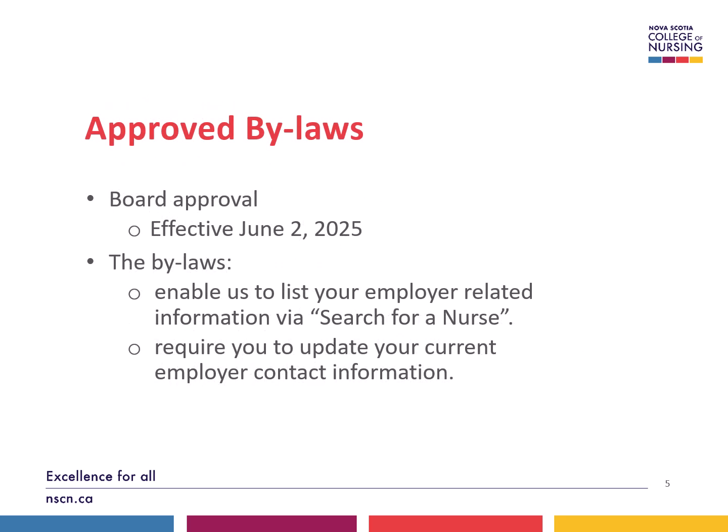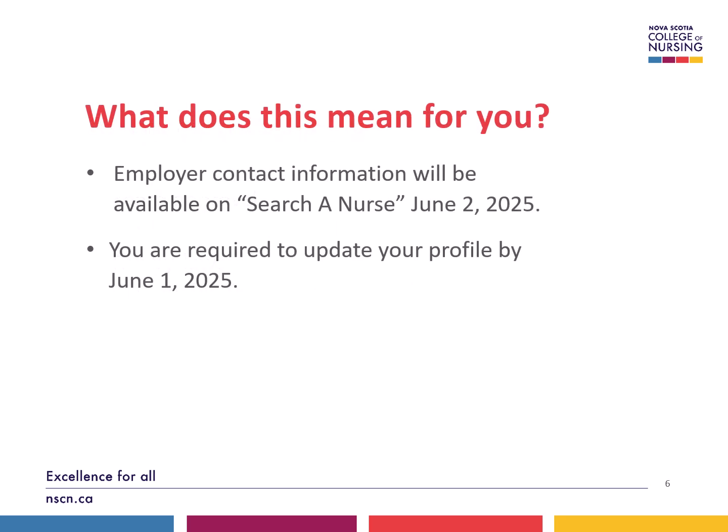The proposed bylaws were approved by the Board on February 20th to come into effect on June 2, 2025. Therefore, effective June 2, 2025, the publication of employer contact information will be a requirement under NSCN bylaws and will enable us to list your employer-related information, such as telephone number, fax, or email, via Search for a Nurse, and require you to update your current employer contact information within 30 days of a change. What this means for you is, in accordance with the bylaws, your employer contact information will be available on Search for a Nurse effective June 2nd, and you are required to review and update your profile by June 1st, 2025.